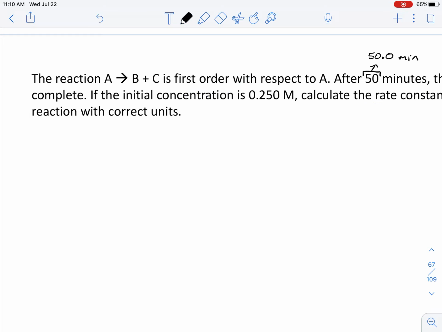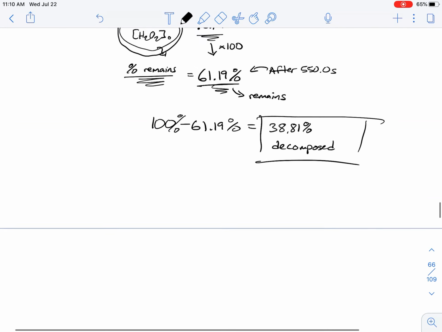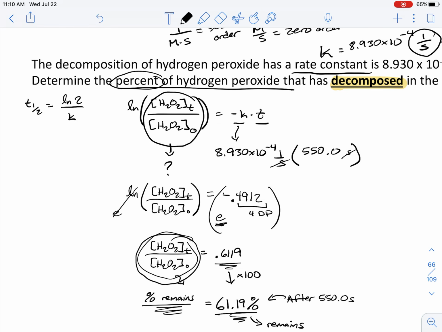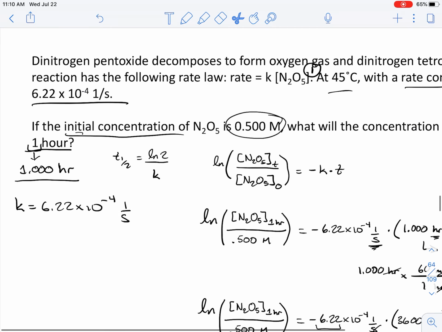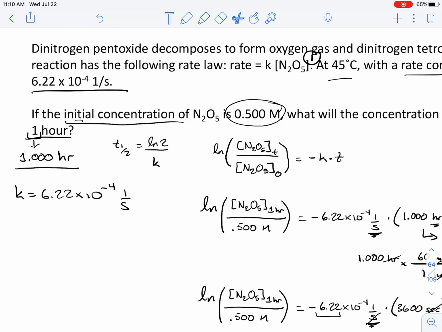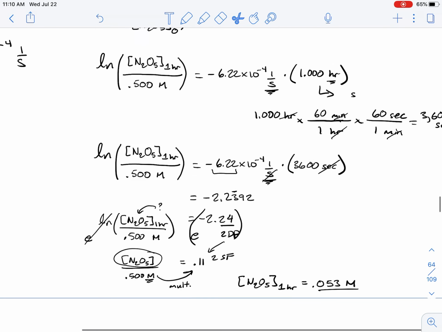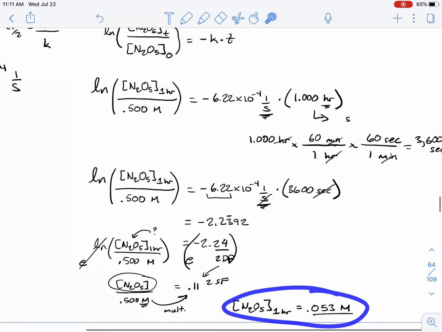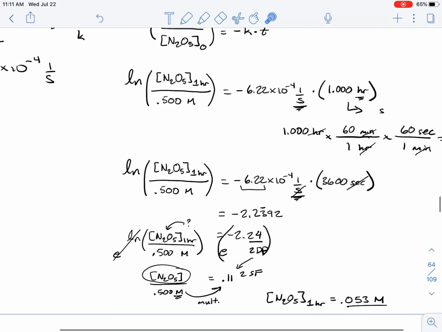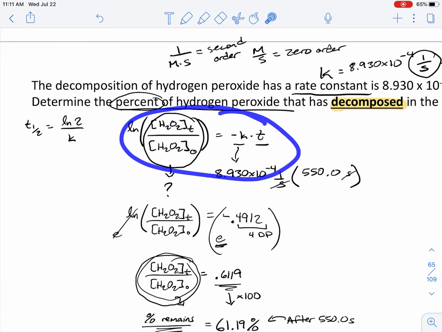Since we're undergoing first order kinetics, we're going to write down all of the equations that are relevant for first order kinetics. Sometimes you actually won't need to use the half-life equation. I don't think we needed to use the half-life equation for this problem and for the previous problem. But you always want to write down the half-life equation just in case you need it. For this problem, it looks like we were able to solve for the final answer just by using the shortened version of the integrated rate law. And the same can be said for this.